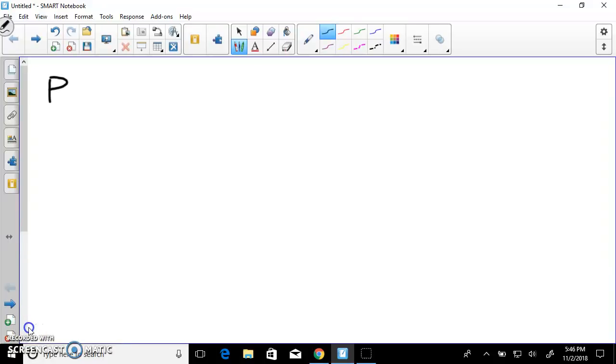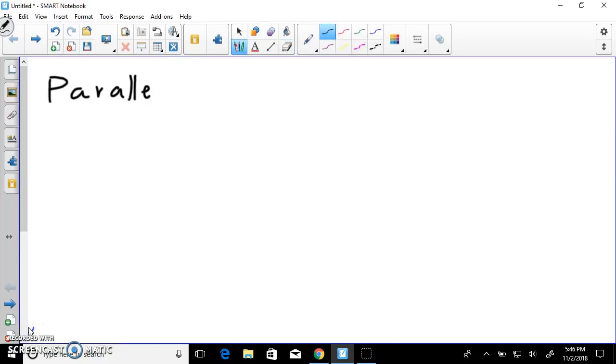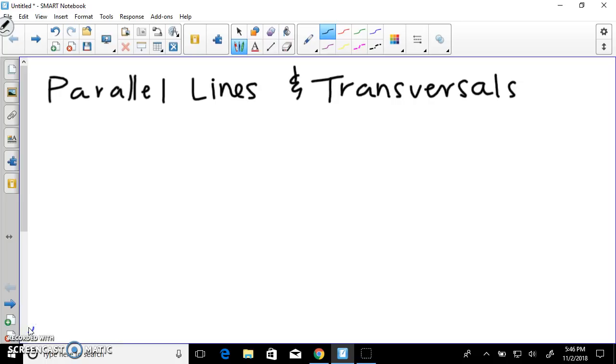So we are picking up on notes about parallel lines. Parallel does not have an N in it. And transversals. So you took notes before on the different angle relationships that are formed when you have lines, two lines, and then a transversal between them. So now we're going to talk about what's true when you have lines that are parallel and then a transversal that cuts in between them.